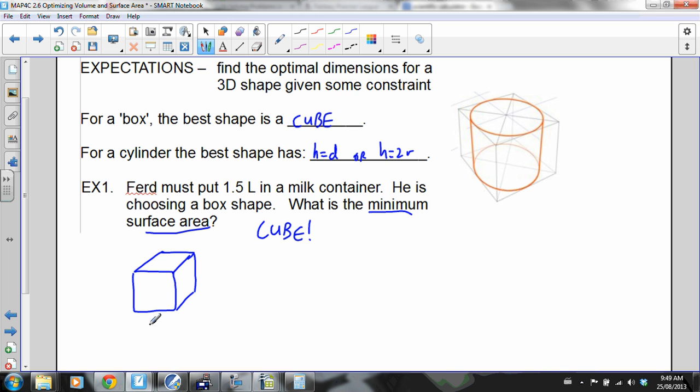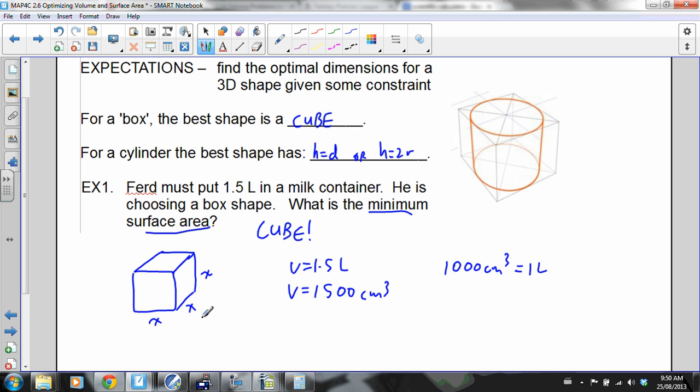Well, what do we know about a cube? The length, width, and height are all the same measures. We don't know what it is yet, but we know that the volume has to be 1.5 liters. Now remember, for a volume of 1.5 liters, there's some facts to remember. Right? 1 liter is 1,000 centimeters cubed, so the volume is actually 1,500 centimeters cubed. And we're going to use this fact to find out what x is, right?